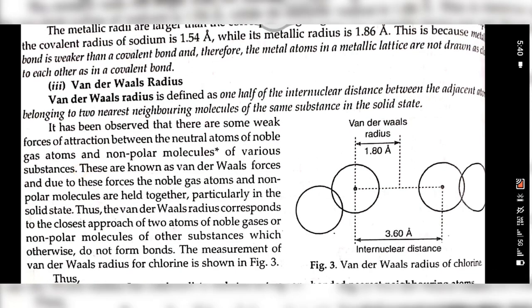It has been observed that there are some weak forces of attraction between the neutral atoms of noble gases and nonpolar molecules of various substances. These are known as van der Waals forces, and due to these forces, the noble gas atoms and nonpolar molecules are held together, particularly in the solid state. Thus, the van der Waals radius corresponds to the closest approach of two atoms of noble gases or non-polar molecules of other substances which otherwise do not form bonds.